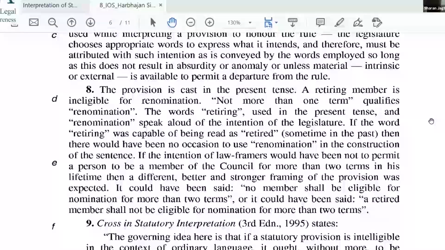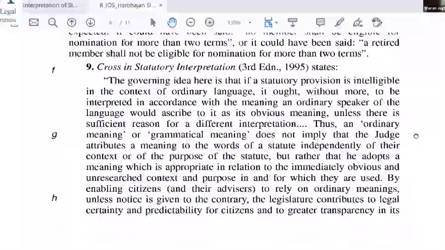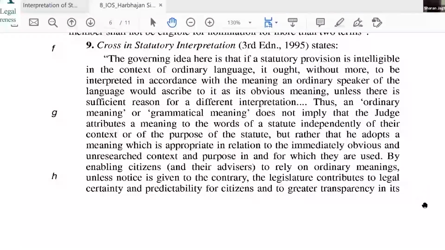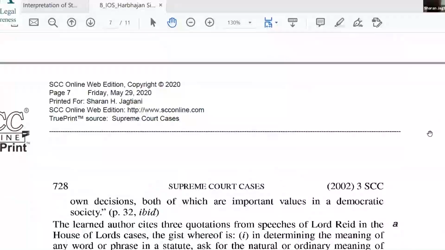But now, having read to you what is a classic and I think extremely helpful illustration of plain language or literal meaning, let's see what he refers to as an authority in support, which is Craies on Statutory Interpretation, because Craies expounds what I just said, that ordinarily or prima facie we will follow this, but you can still look at other factors. And this is what Craies says.